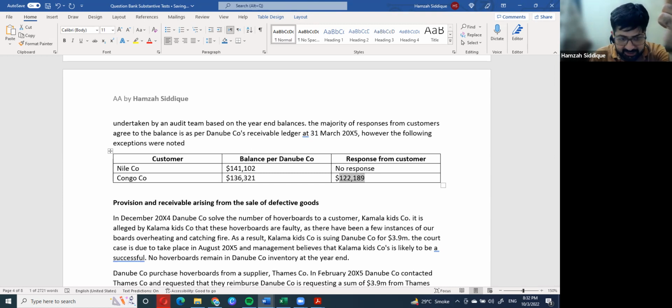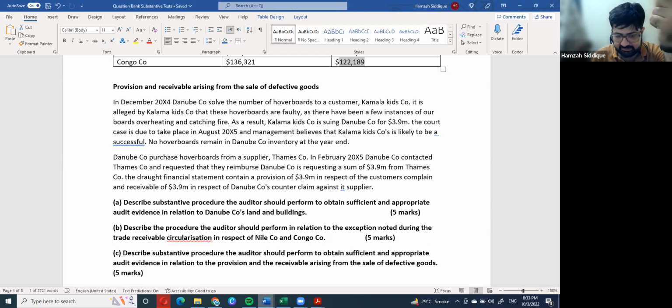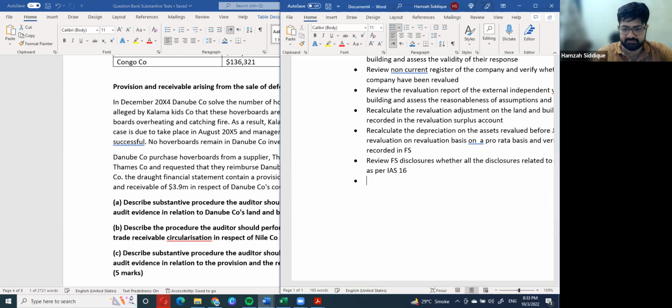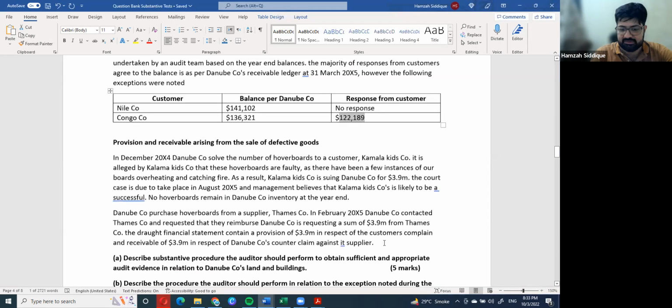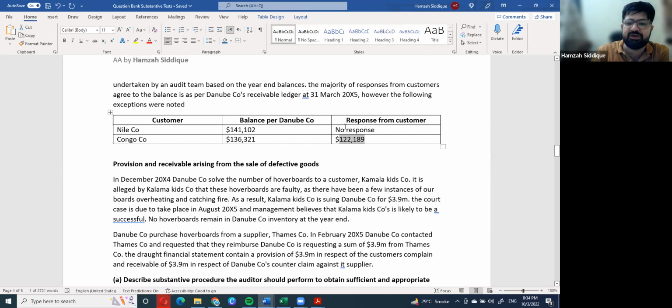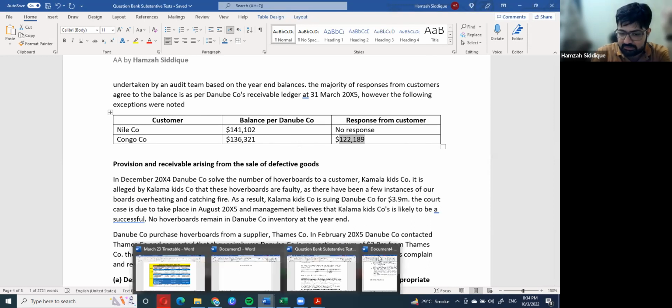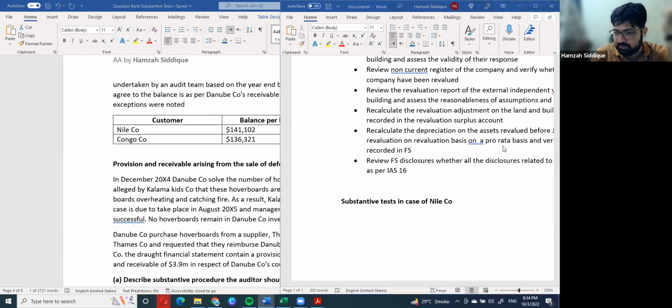Yes. So you see here, in this case, I will write the procedures here. So audit procedure, in case of the exception noted, substantive test. In case of Nile company who didn't respond, basically. So it has how many marks? 5 marks. Nile company and Congo. So total 5 procedures required. We can write 3 for one and 2 for the other one, or 3 equally for both. You can write both. Yes.